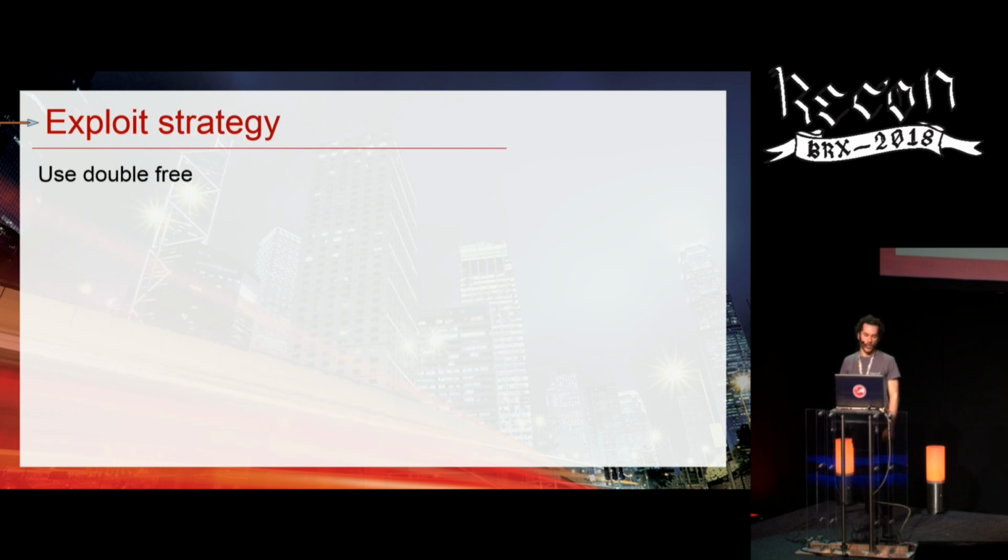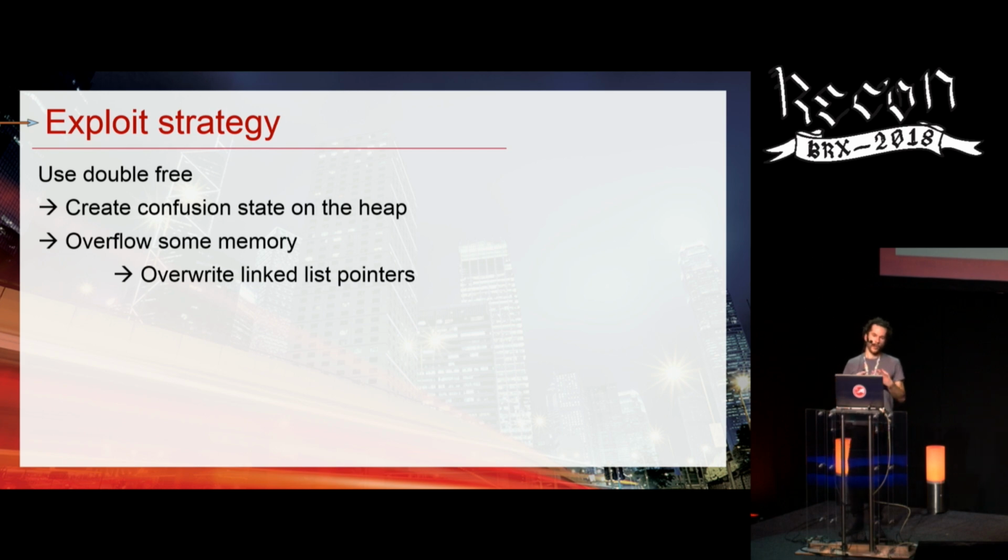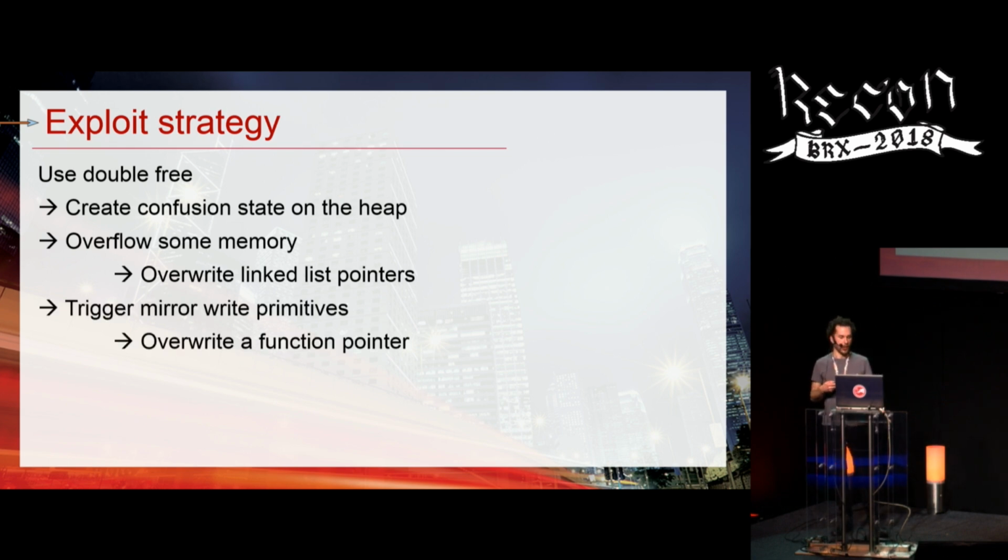So what is our strategy? We want to use the double free in WebVPN SSL to create a confusion state on the heap. The idea is to use the confusion state to overflow some memory in order to overwrite the linked list pointers and trigger the mirror writes, in order to overwrite a function pointer and then get code execution. So that's the strategy.